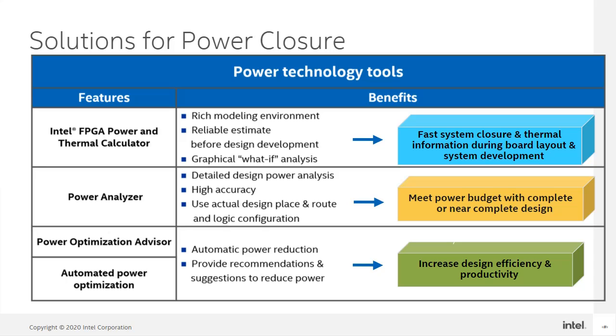Later in the FPGA design process, use the Power Analyzer built into the Intel Quartus Prime software to generate highly accurate estimates of power usage based on a design's actual resource usage, along with its placement and routing in the chip. This helps you meet the second need, meeting the power budget of the design. Finally, use the Power Optimization Advisor along with the automated power optimization options it suggests to automatically reduce power usage in your design. These recommendations and options are simple to implement, meeting the third need, increasing your overall design efficiency and productivity.